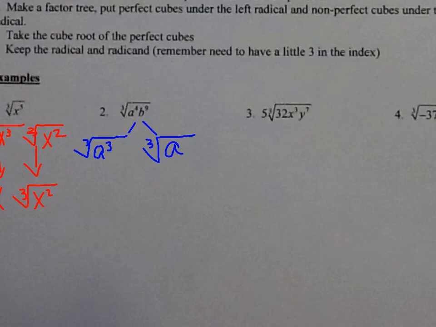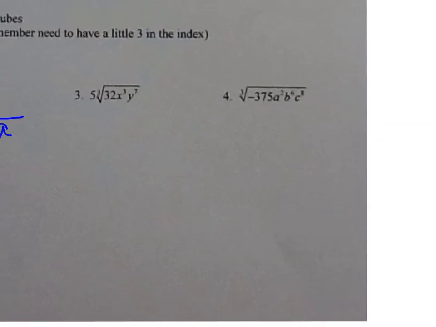b to the ninth. That is a perfect cube because 9 is divisible by 3. So I'm going to put it here on the left. Now we're going to take the exponents and divide by 3. That'll give me my cube root. So the cube root of a to the third is a. The cube root of b to the ninth, well, 9 divided by 3 is 3, so it's b to the third. And then I keep the radical, the cube root of a. All right, so now let's mix numbers and variables.